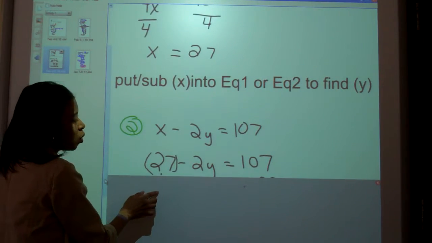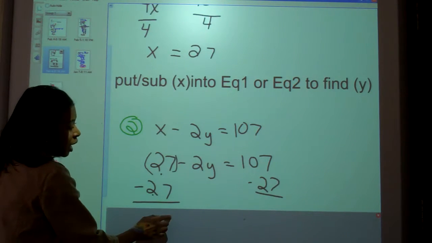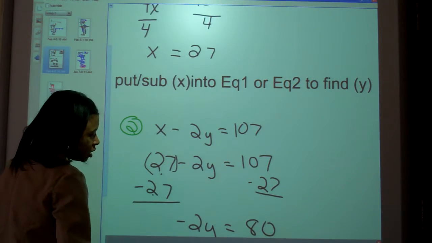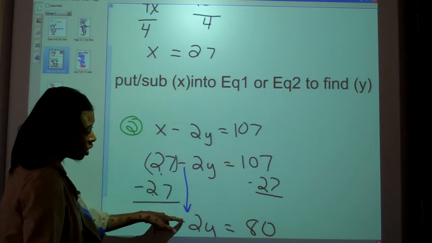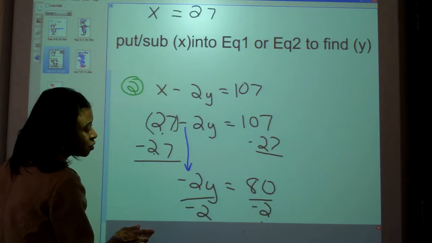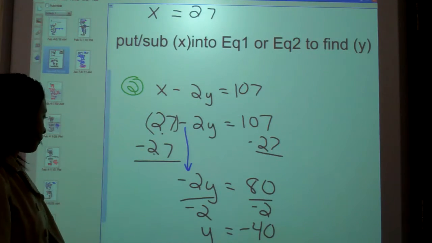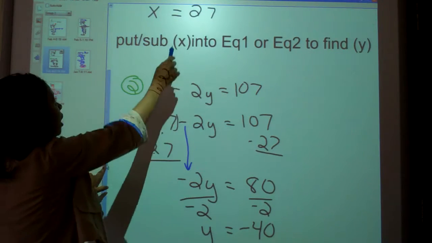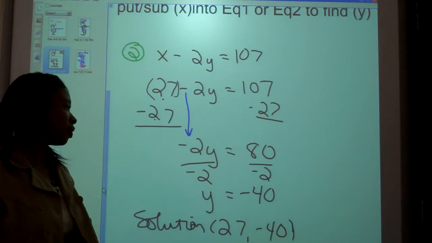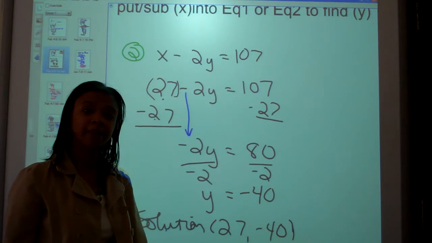I already know how to solve equations. So I'm going to subtract 27 on both sides there. And remember that negative has to be brought down. So negative 2y equals 80. Divide both sides by -2, and we find that y is going to be equal to -40. So what's my solution? X equals 27, y equals -40. So my solution is 27, -40.